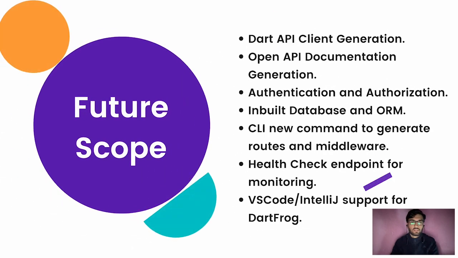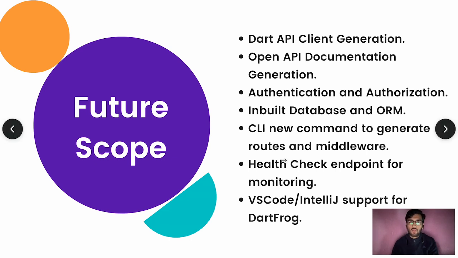Now, as we all know, nothing is perfect, there's always a chance of modifications. In the same way, there are some future scopes of the Dart Frog package as well. One of them is OpenAPI documentation generation. Currently there is no such thing, and documentation is a very important part when we have to give APIs to the front end team, so they will have to look at the documentation. Maybe in a future version of Dart Frog, they will provide an option so that we can generate the documentation.